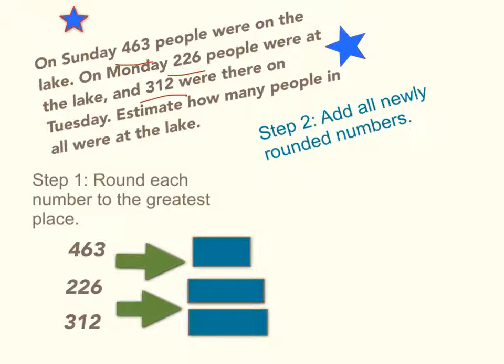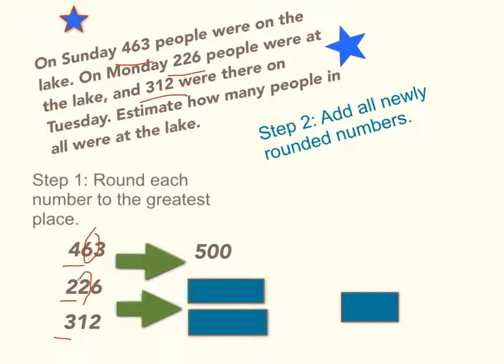And now we're going to take that and round it to the greatest place, and the greatest place is the hundreds place in all of them. So if we take a look at 463, the 6 is higher than 5, so the 4 becomes a 5, and 463 becomes 500. If we look at 226, we're going to look at the 2 in the 10s place to decide whether we're going to round up or down. And as you know, 2 is less than 5, so we're going to round down, so we keep the 2 the same and add 2 zeros for 200.